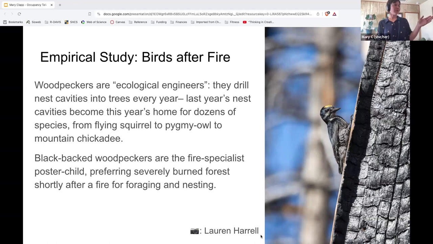So we chose the blackback woodpecker as our first test subject for our model. And for those of you who aren't familiar with Sierra forest ecology, woodpeckers are really the ecological engineers of these forests. They drill nest cavities into trees every year, where their last year's nest cavity becomes this year's home for dozens of other species, from flying squirrels to pygmy owls to mountain chickadees. Blackback woodpeckers in particular are truly a poster child of specialization on fire, preferring severely burned forests shortly after a fire for foraging and nesting as they track emergences in beetles that come after fire.